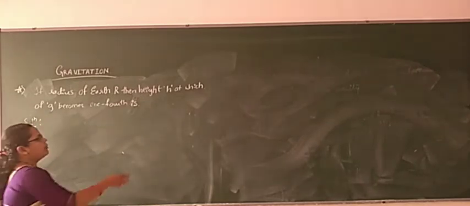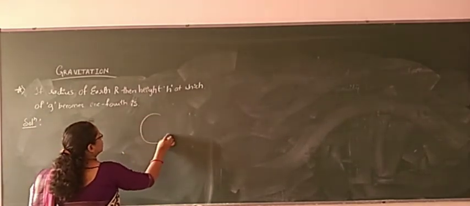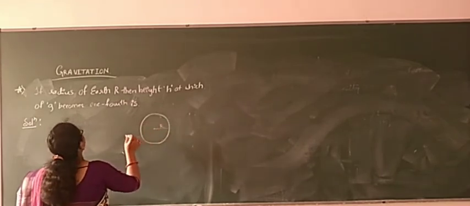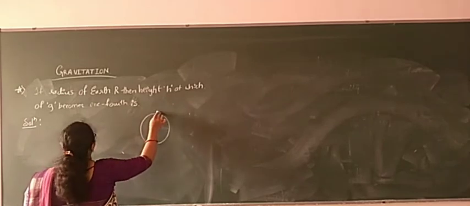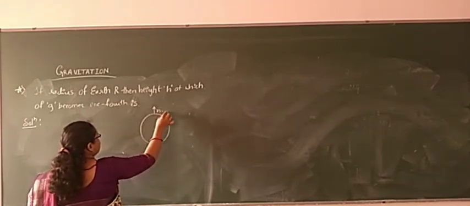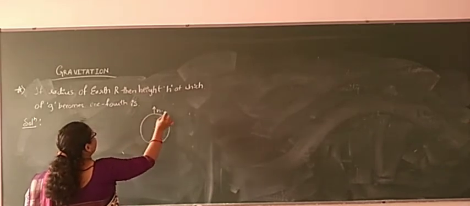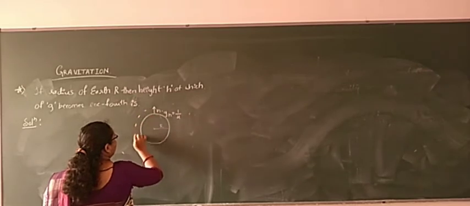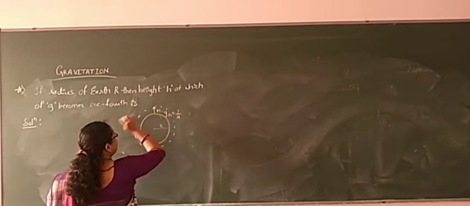Now the simple thing is, this is the earth of radius r, right? Then the height at which the acceleration due to gravity g is 1/4. So g_h is equal to 1/4 g. So where it is, that's what we are going to find out here.